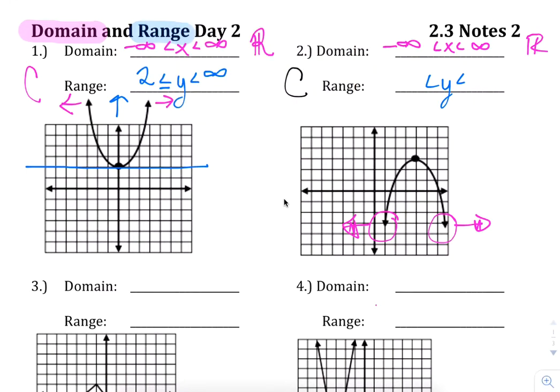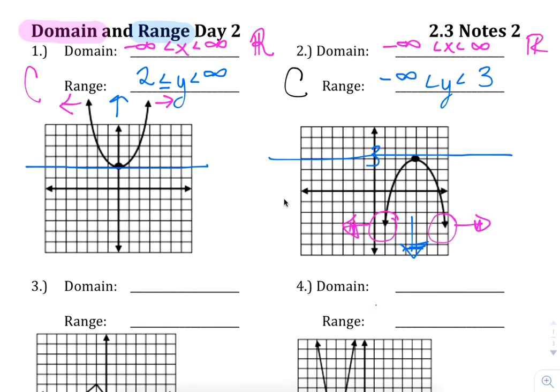For the y's, how far down and how far up? How far down? Well, forever. I have arrows pointing down, so that one's going to be a negative infinity. How far up? No arrow, so it stops somewhere. What's the highest point I ever get to? Right there. Highest number I ever get to is my 3 right here.